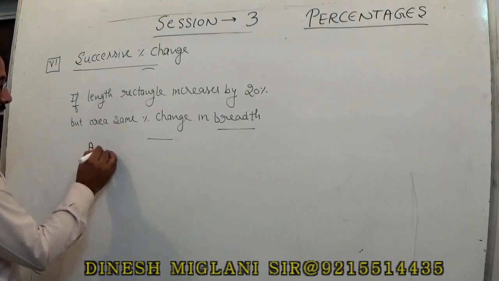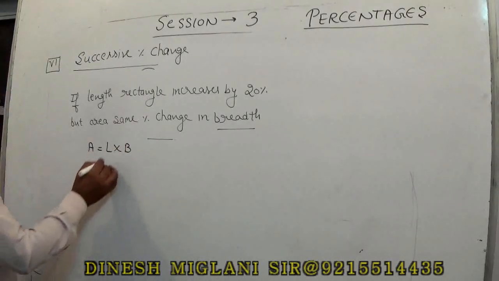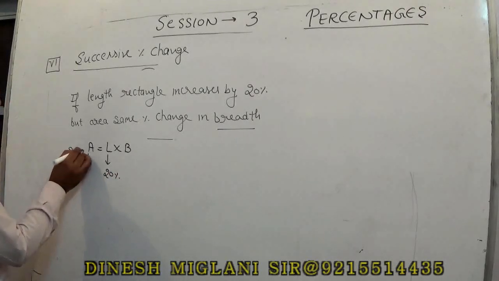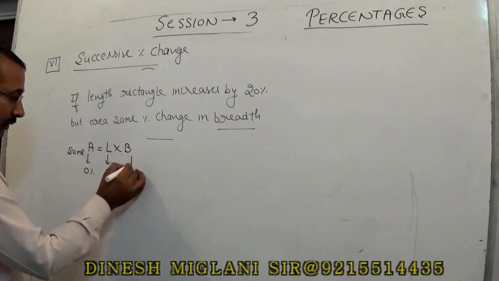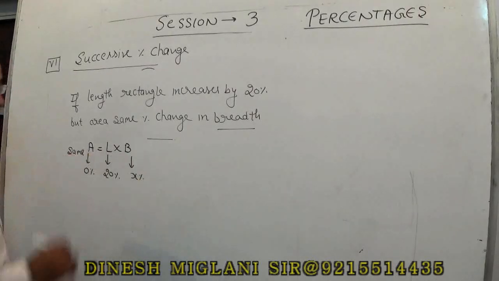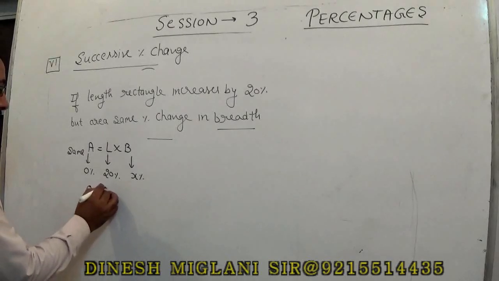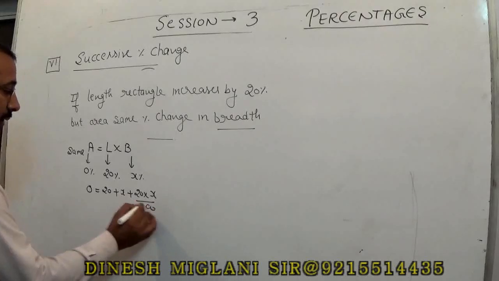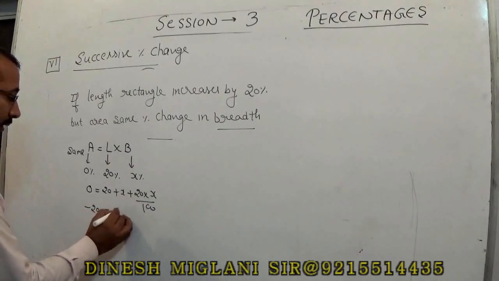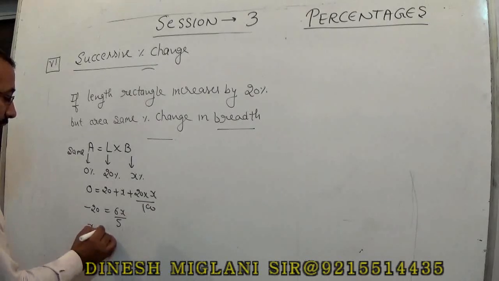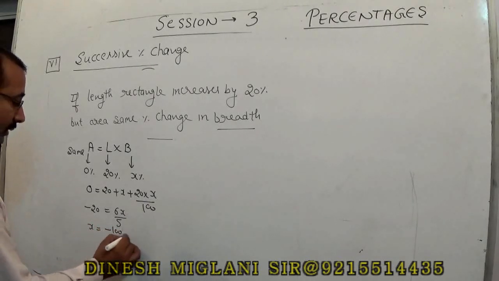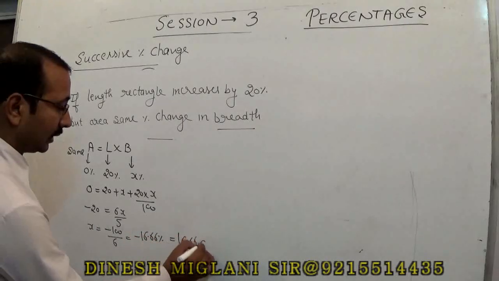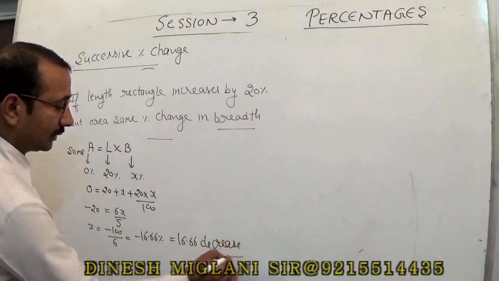We know that area equals L into B. Length increases by 20%, area remains same. Same means change in area is 0%. We will assume that change in breadth is x%. So I can apply this: 0 equal to 20 plus x plus 20 into x divided by 100. This would be minus 20 equal to 6x by 5, and when you solve it, x is equal to minus 100 upon 6, or we can say minus 16.66%, or there is a decrease of 16.66%. That becomes your answer.